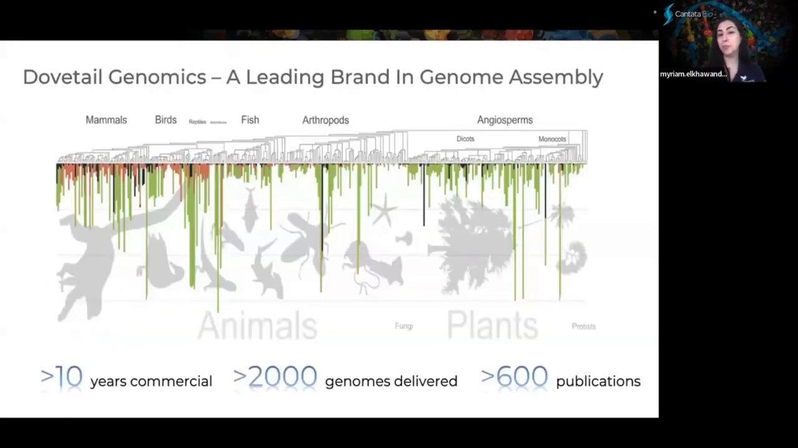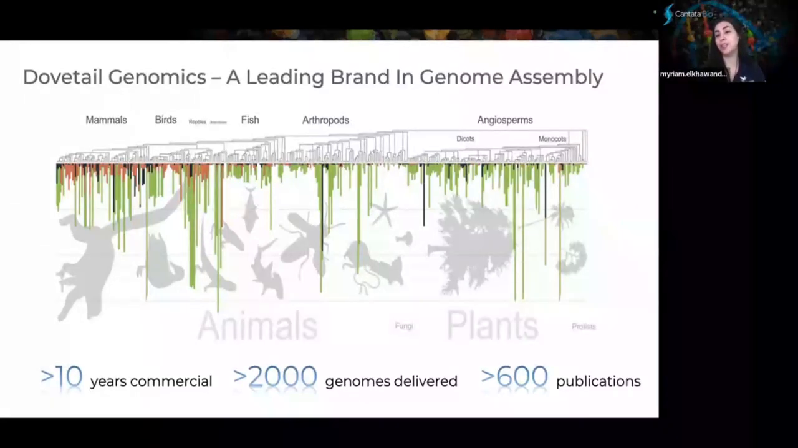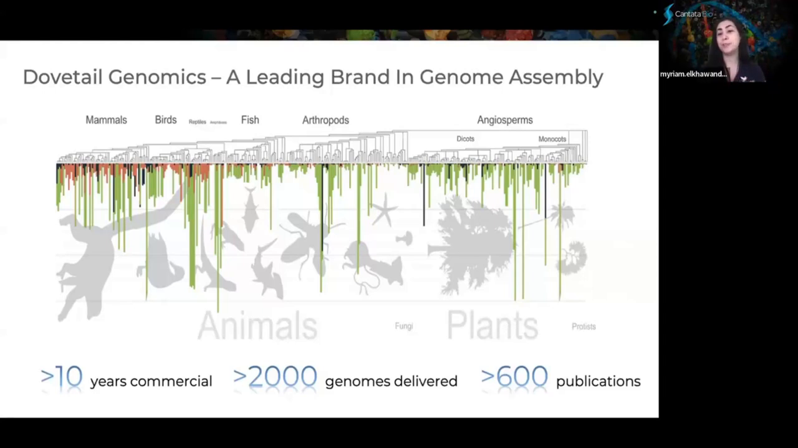Dovetail Genomics is a leading brand in genome assembly. The company was founded in 2013 and has since delivered over 2,000 assembled genomes of varying sizes, from a few hundred megabases to over 30 gigabases. There are more than 600 articles published with our technologies, and the species that have been worked on span the entire tree of life. We offer kits for researchers who wish to run the assays in their lab. We also offer services, both wet lab or library prep services, as well as informatics or data analysis services.